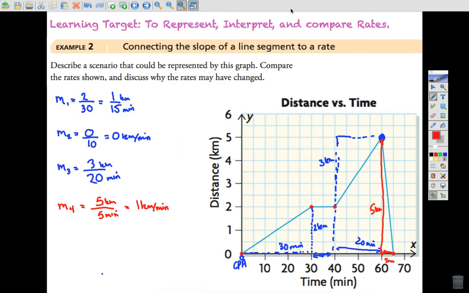Not even close. Anyway, so that's how you can connect the slope of a line segment to a rate. One thing you should be able to do is recognize, okay, I was traveling slower in this segment than I was in this segment, and this is the fastest segment.